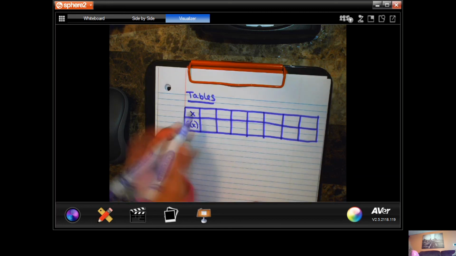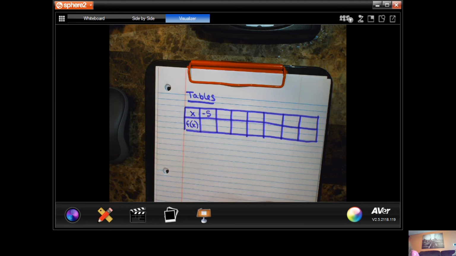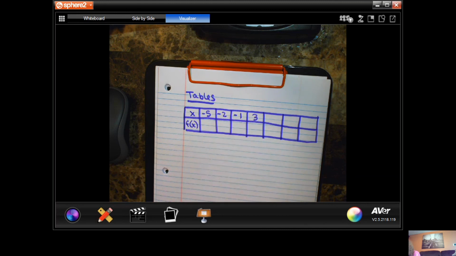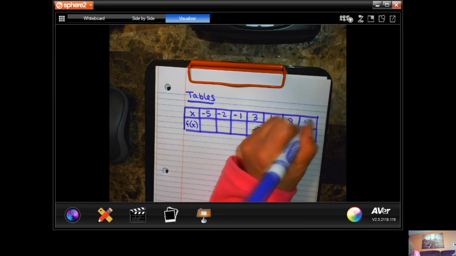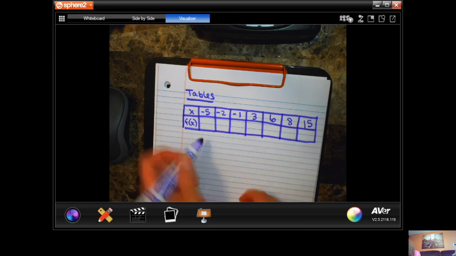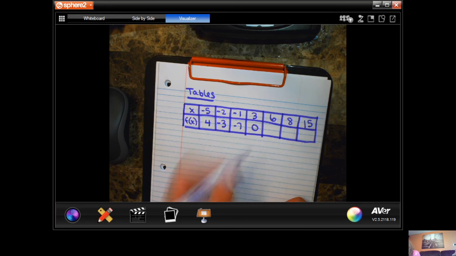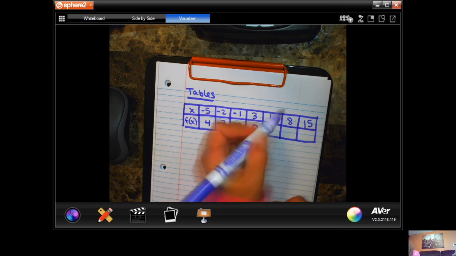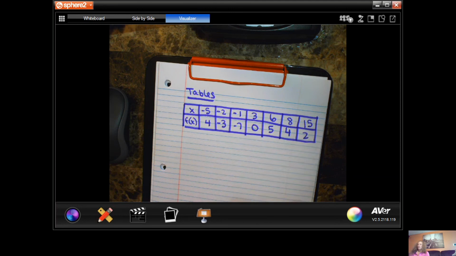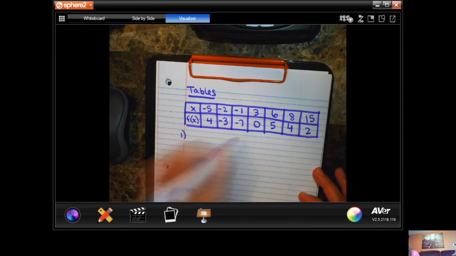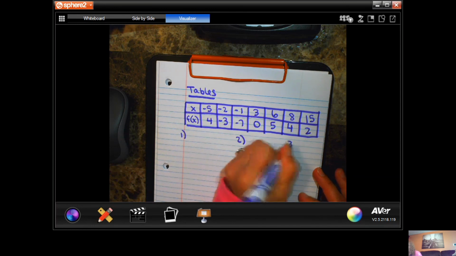So my x values going across are going to be negative 5, negative 2, negative 1, 3, 6, 8, and 15. The next part, our y's, our f of x's would be 4, negative 3, negative 7, 0, 5, 4, and 2. So to find the average rate of change, we're going to make a table. So I'm going to have 3 questions here. So 1, 2, and then 3.